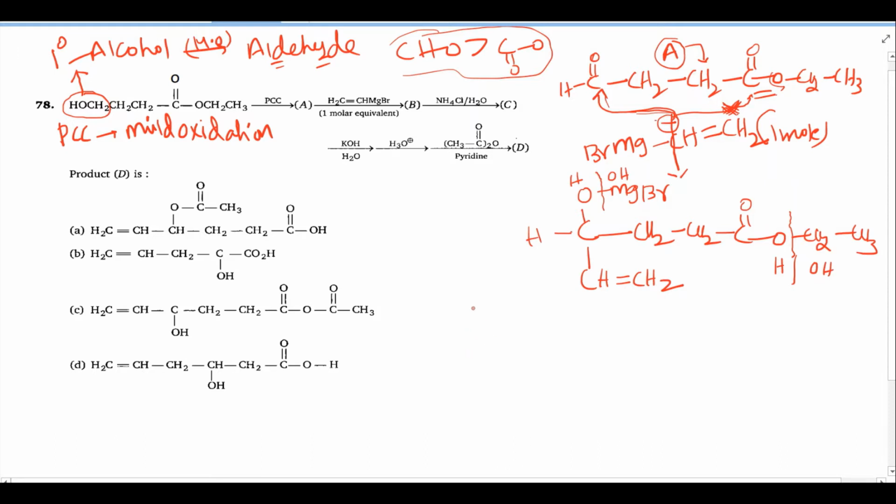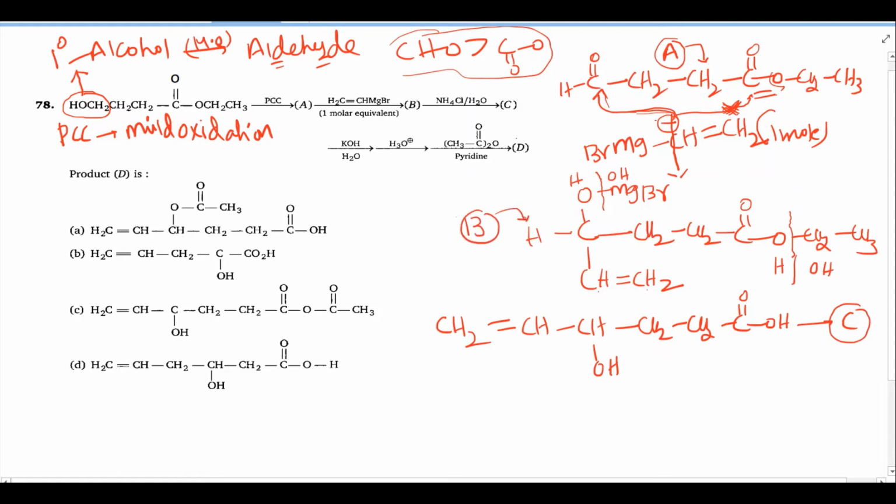Here I will write it. CH2 double bond CH, starting from here, CHOH, then CH2, CH2, and you are going to get COOH. So this is our C. What is B? This is our B, where the Grignard reagent reacted. So A, B, C are there.